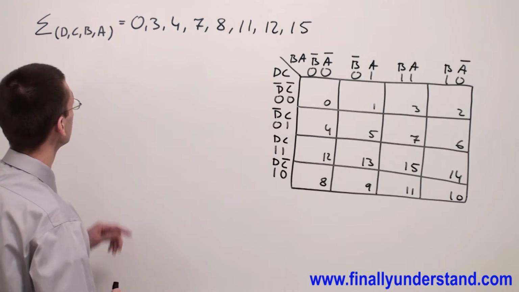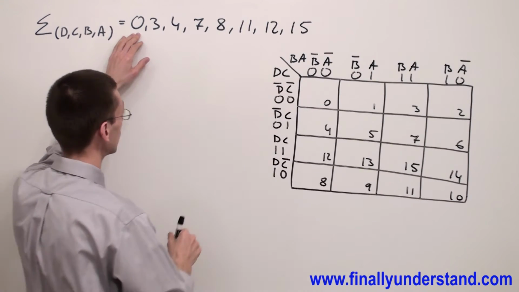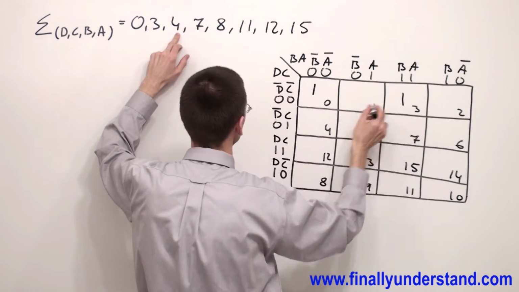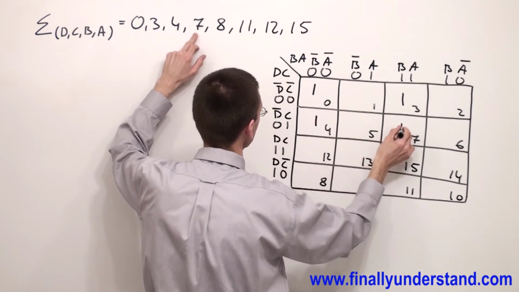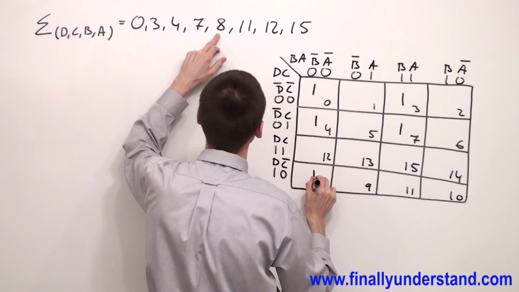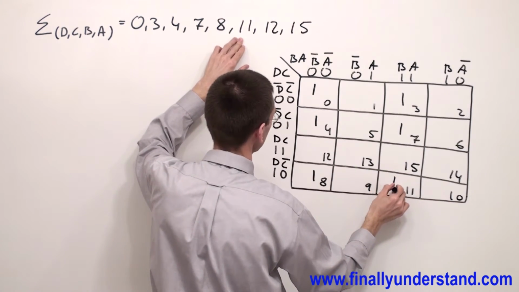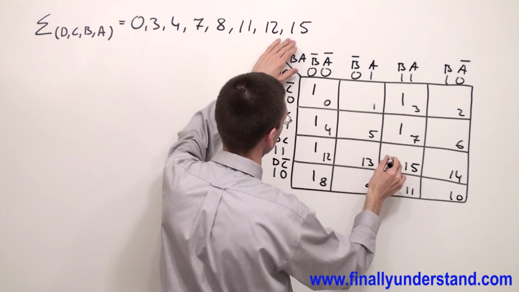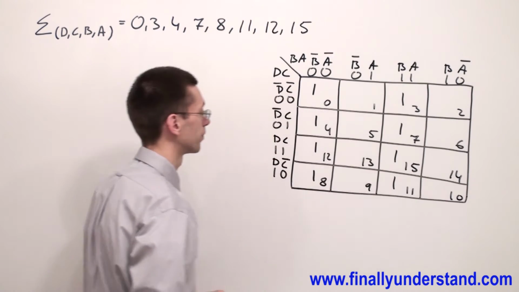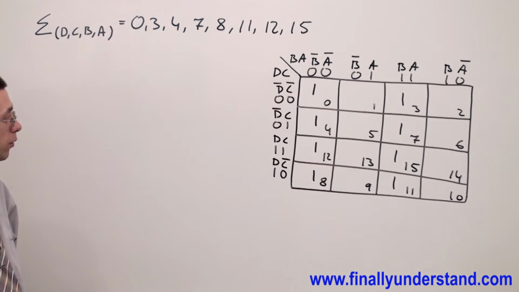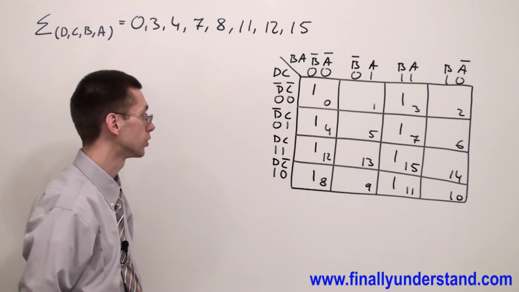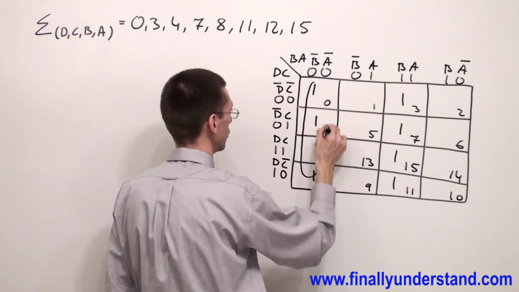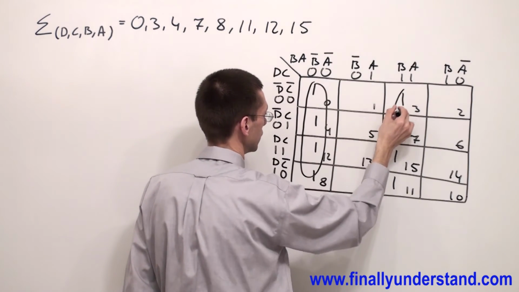Highs are going to be placed in the following cells: 0, 3, 4, 7, 8, 11, 12, and we have 15. Now we can create two groups. This is one group of 4, and this is another group of 4.